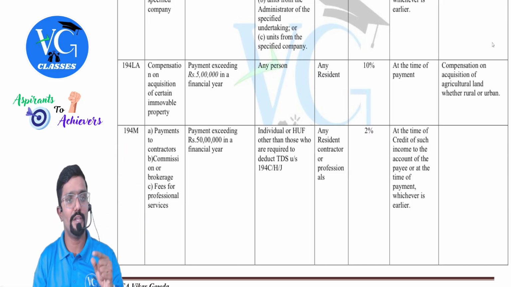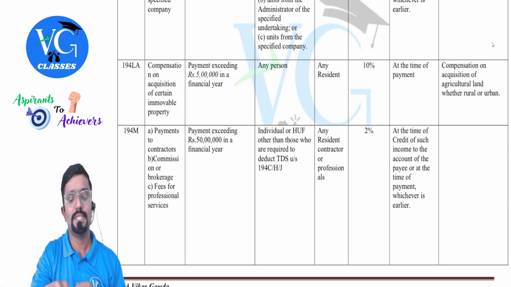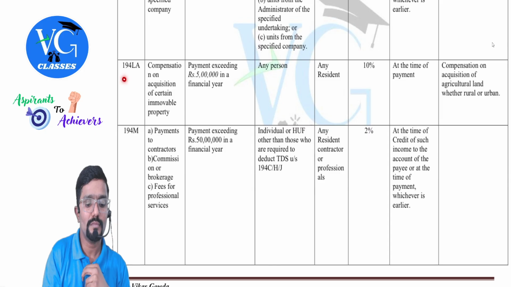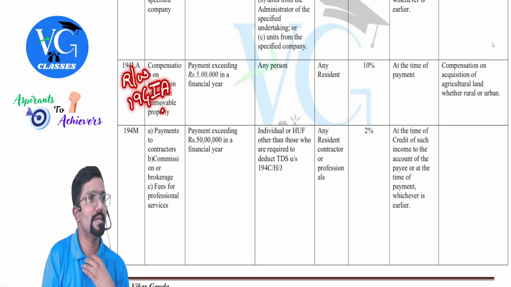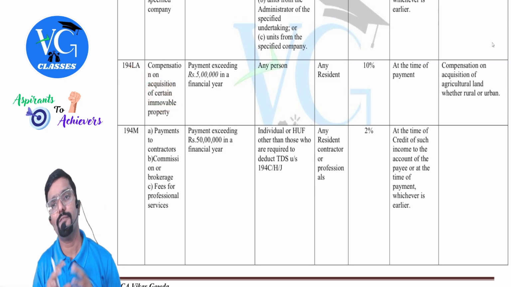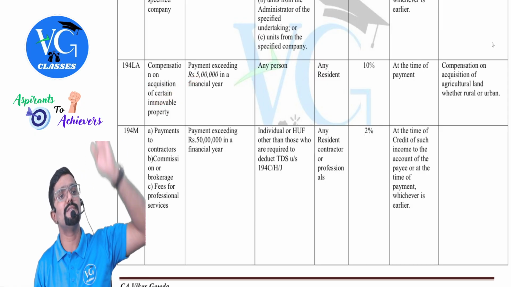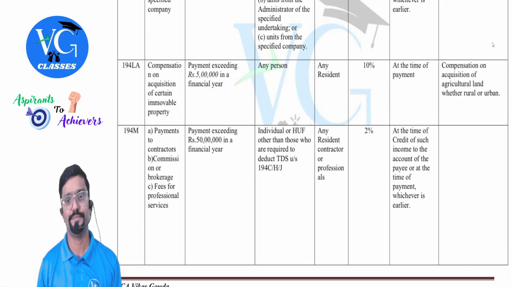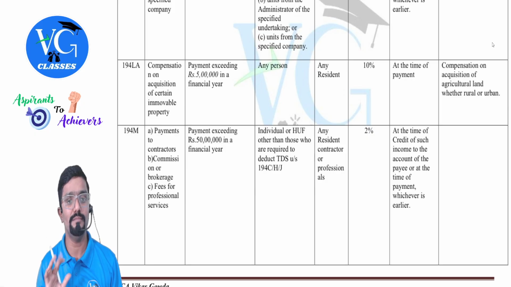Try to study together. You can mention here, read with 194 IA. Please be careful, it is on two different scenarios. This is on compulsory acquisition, whereas IA is when I myself sold it. Rate is also different. Please be careful, don't assume rates are the same.